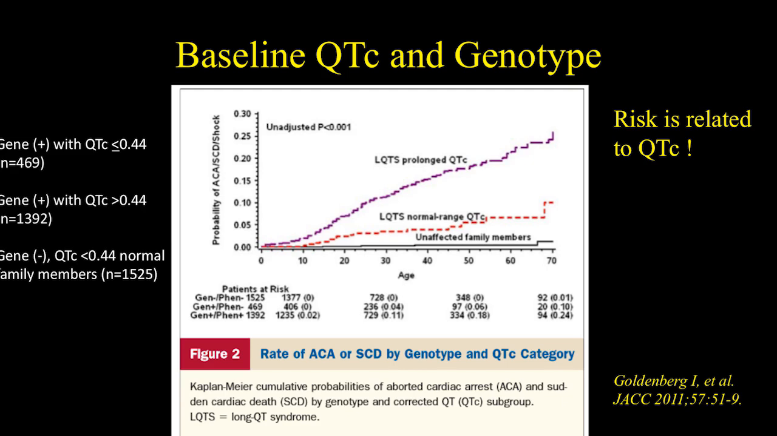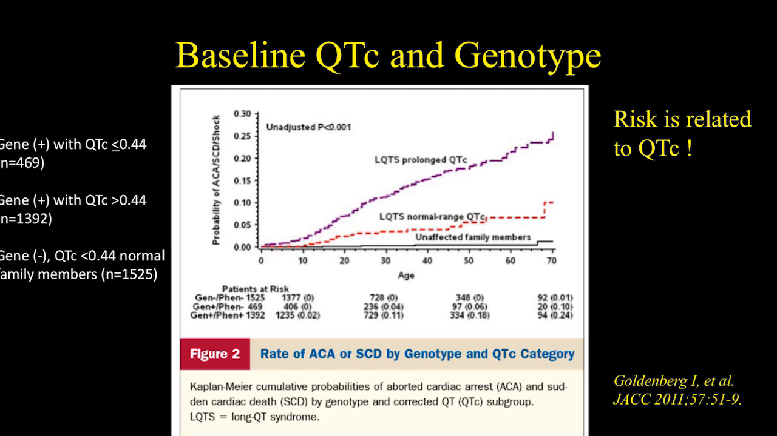This is patients with long QT syndrome, confirmed genetically, who have a prolonged QT. And this is the risk of aborted sudden cardiac death, aborted cardiac arrest, or sudden cardiac death. You see, it's quite significant. Now, here's another patient who has a long QT syndrome, genetically proven, but still a normal QT. And you see that diagnosis carries a much less severe prognosis. So the QTc clearly is the most important.